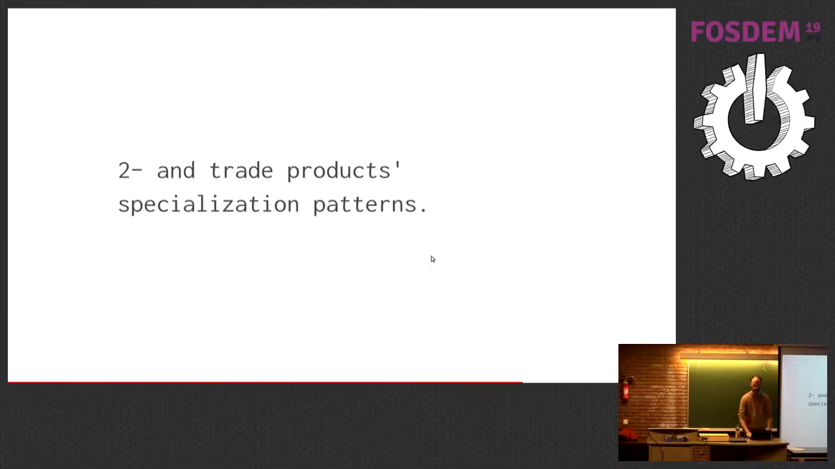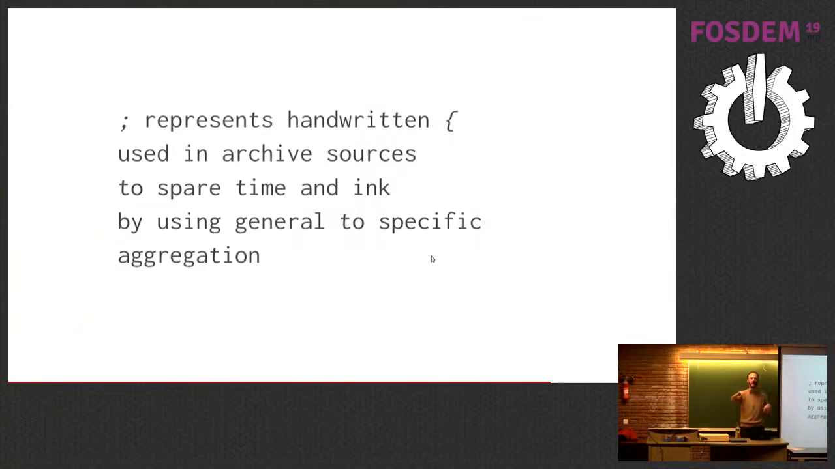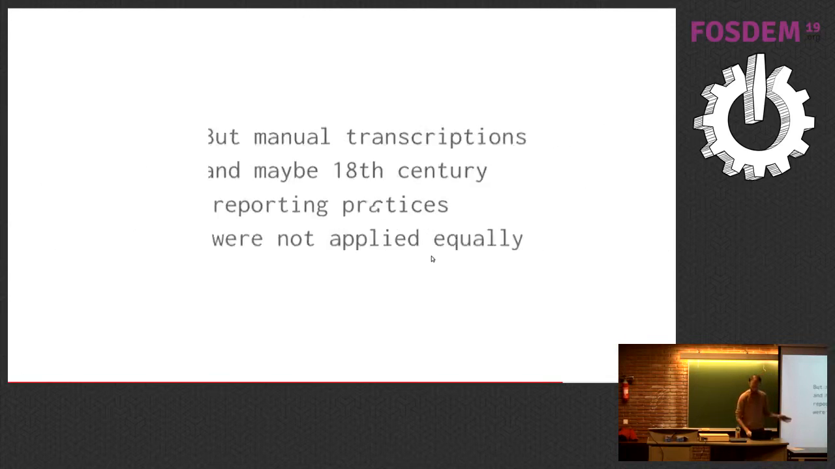The second network analysis we've done is trade products specialization patterns. Okay, I'm going to have to be quick. If you have a look at the sources, you see a lot of semicolons. I showed you one before. So semicolons actually represent handwritten accolade brackets that have been used in the sources because the people who were writing those reports wanted to spare time and ink, right? By using those brackets, by using a general-to-specific aggregation system, they will write wine, a huge bracket, and then from Burgundy, from Bordeaux, from, right, generic to specific.